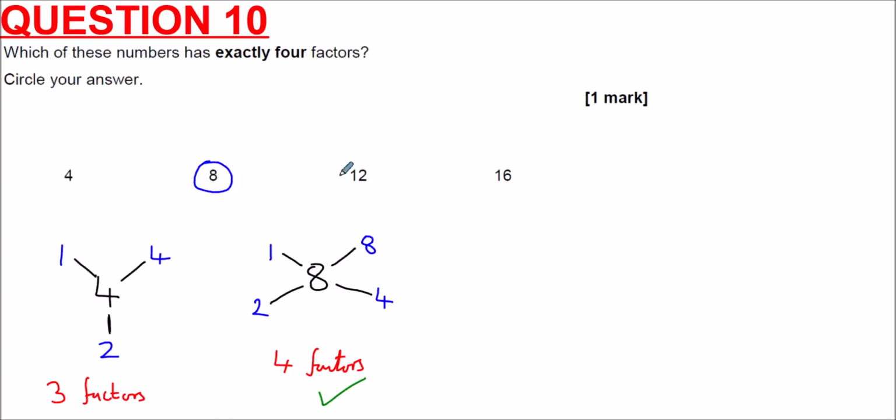If you're unsure, you could always check the others, not that you'd have to if you're confident. But 12, well, we can divide 12 by a few things. We can divide it by 1, which is 12. 12 can be halved. 12 divided by 2 is 6. Finally, we can also divide 12 by 3, which would give us 4. And so 12 would have a total of 6 factors.